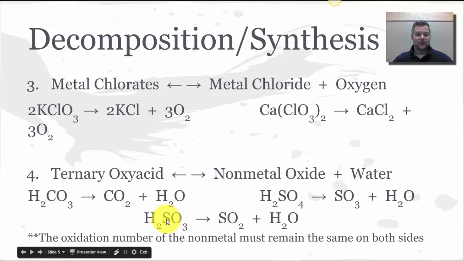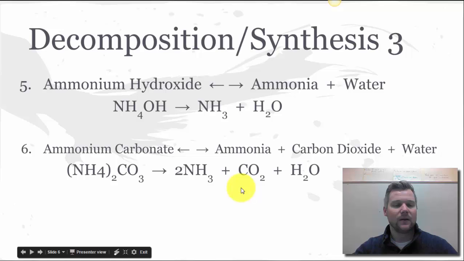Down here we have sulfur being a +4, so +4 and -2, a 2 and a 4 reduces down to a 1 and a 2. So nonmetal oxide and water, if we start out with a ternary oxyacid, a little bit more work to do on these ones though. 5 and 6, we have ammonium hydroxide.